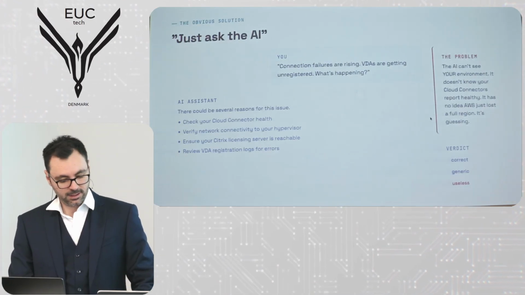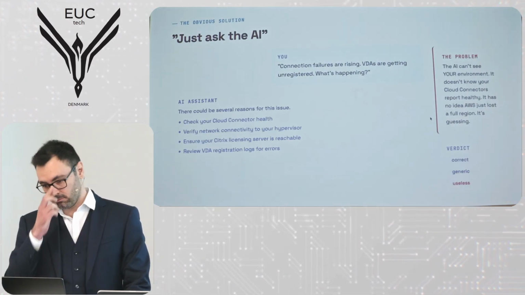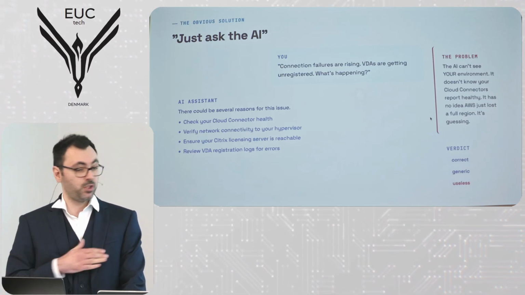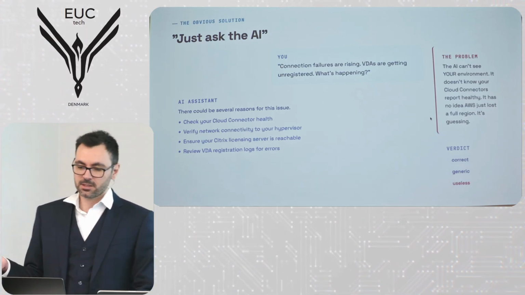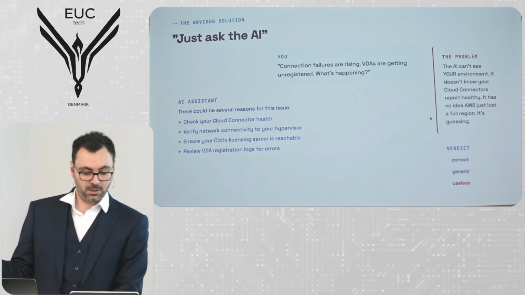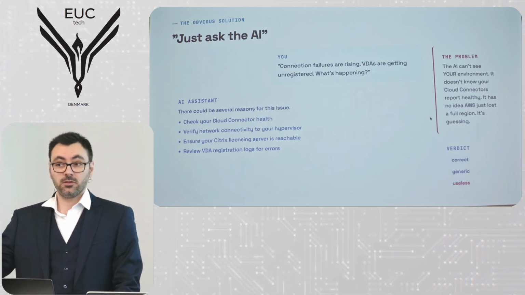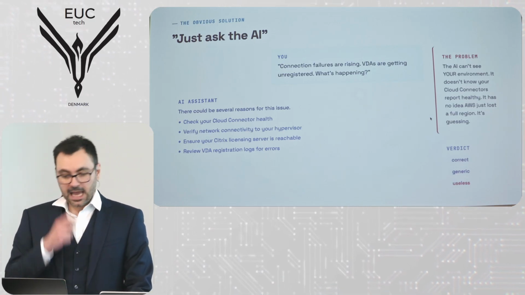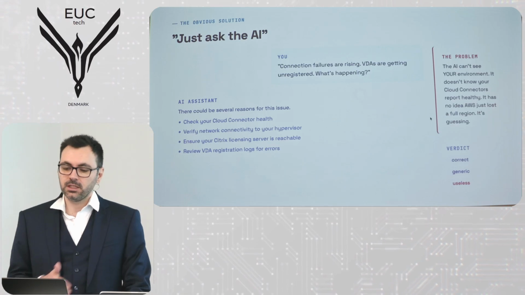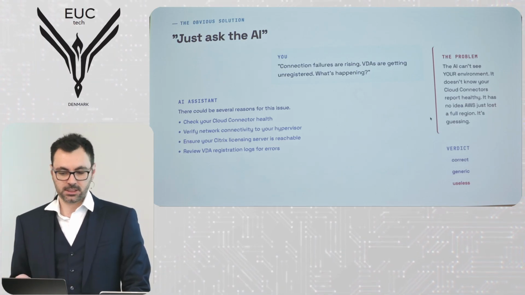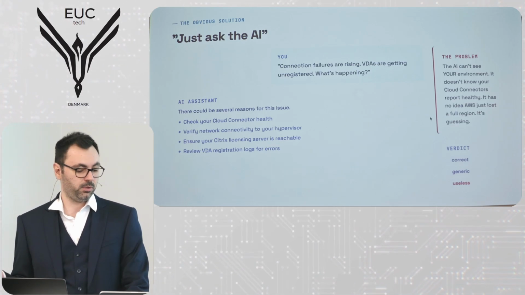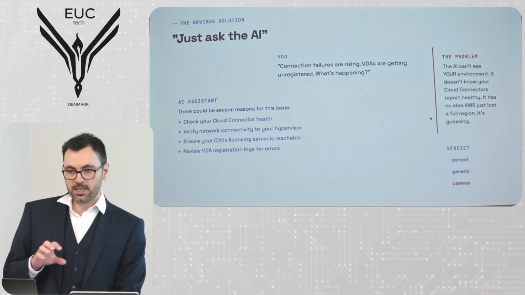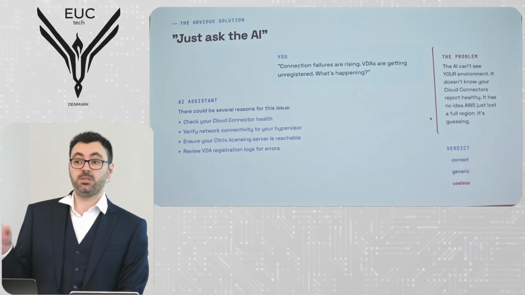So what the AI just did, it gave me a perfectly correct, perfectly generic, but also useless answer. Because it doesn't know my environment. It doesn't even know that I'm in the cloud, so I'm not talking about delivery controllers, but cloud connectors. It has no idea that multiple delivery groups are being hit simultaneously, and it has no idea AWS just lost a full region. It's only guessing based on the general knowledge it has been trained on.